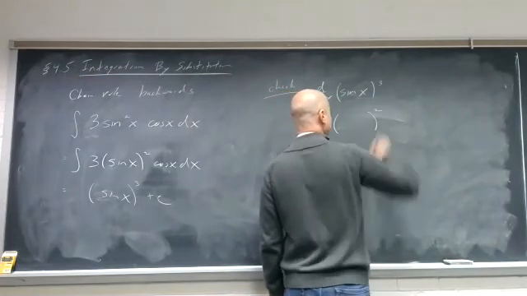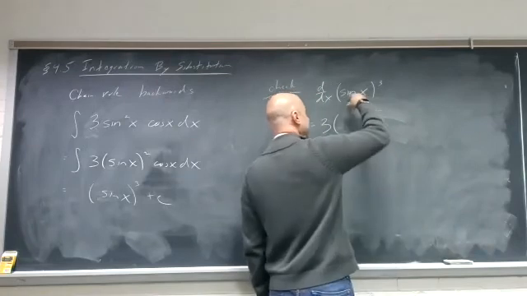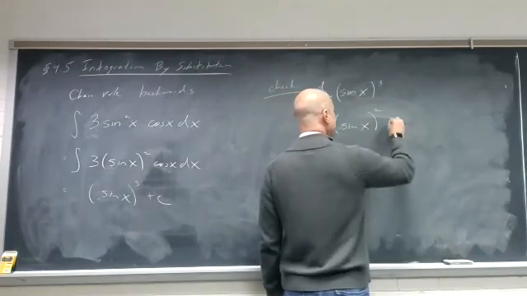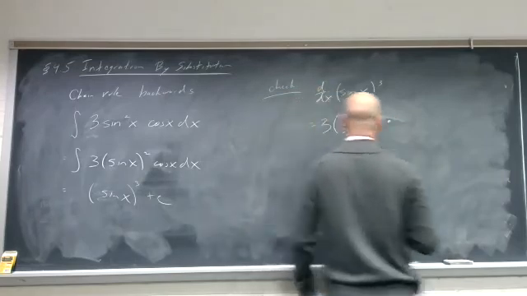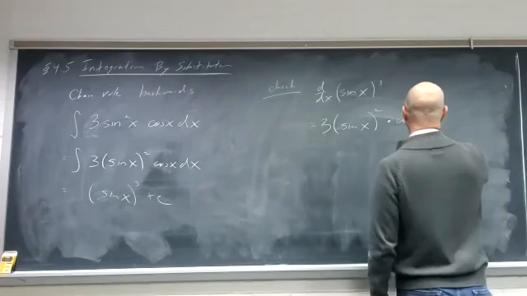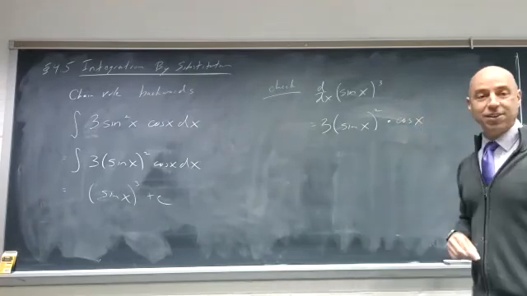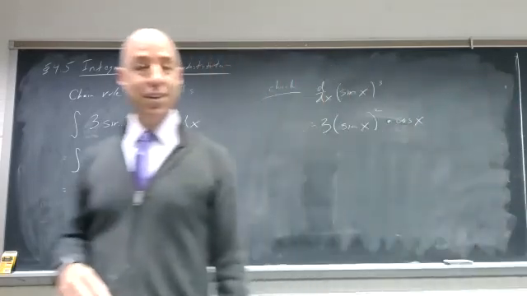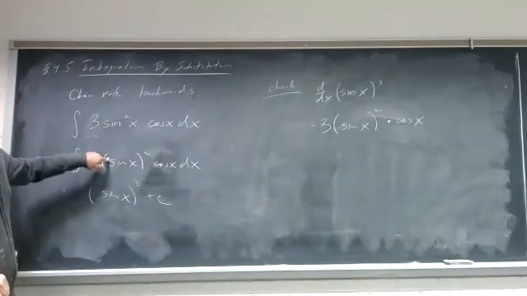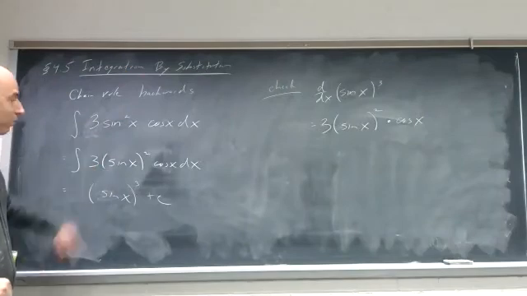The 3 becomes a 2. We write the inside part exactly as it is. And then at the very end of the problem, you multiply by the derivative of the inside part. Derivative of sine x is cos x. That's what we started with. So we did it right.